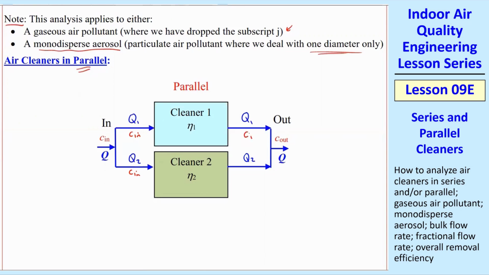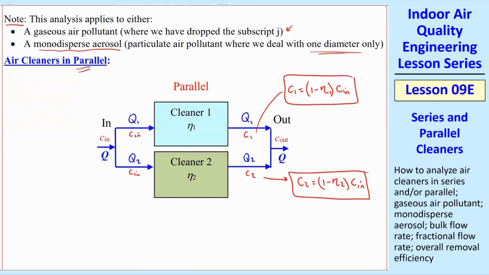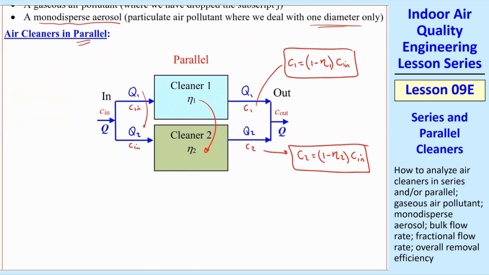Let's call C1 the mass concentration coming out of cleaner 1, and we know that C1, by definition of a cleaner with removal efficiency eta, is 1 minus eta 1 times what's coming in, which is C in. Similarly, C2 is 1 minus eta 2 times C in. And eta 1 is not necessarily equal to eta 2, nor is Q1 necessarily equal to Q2.